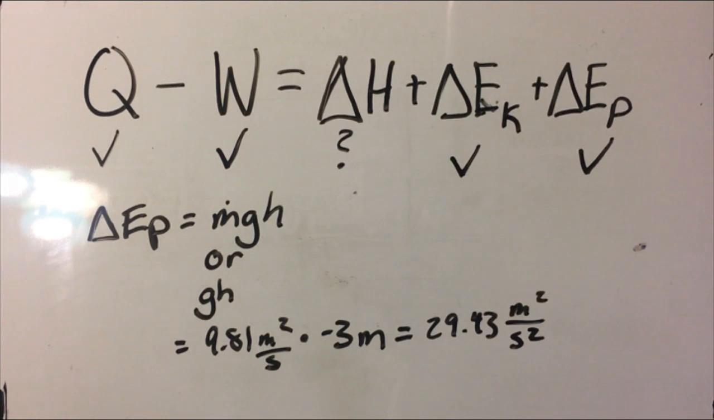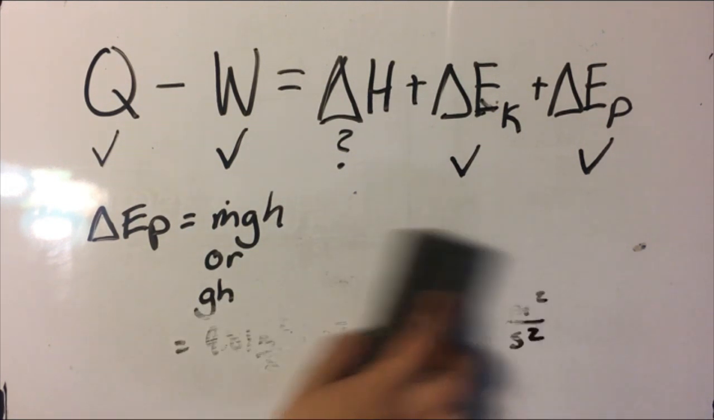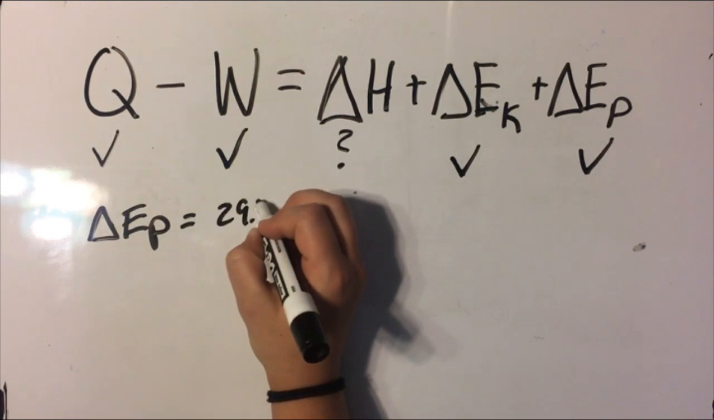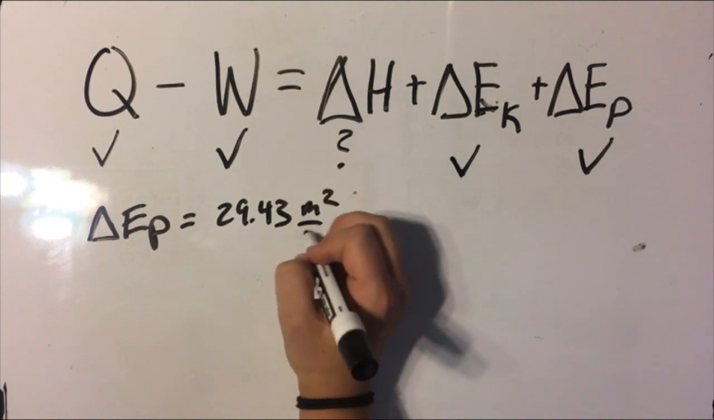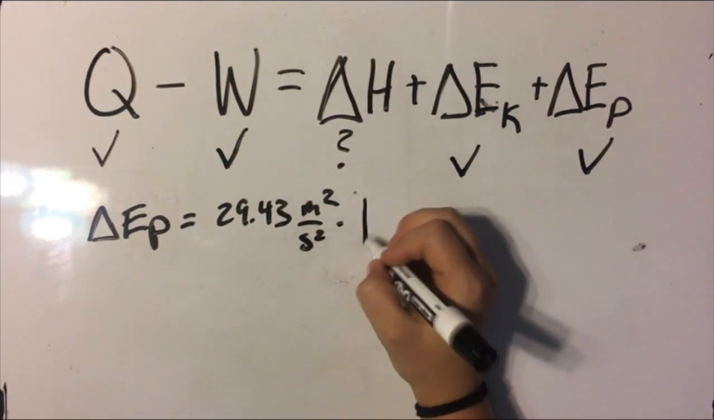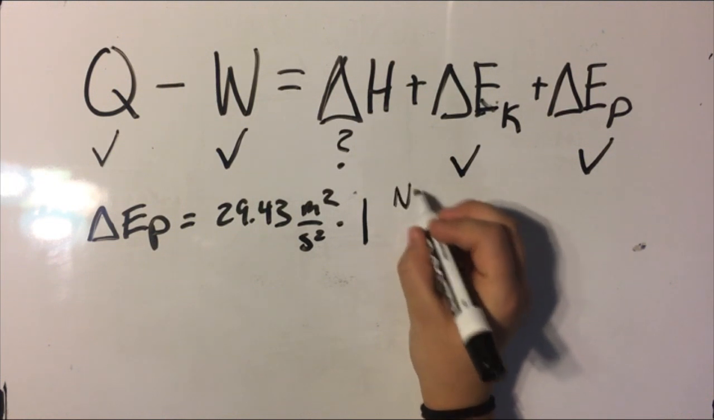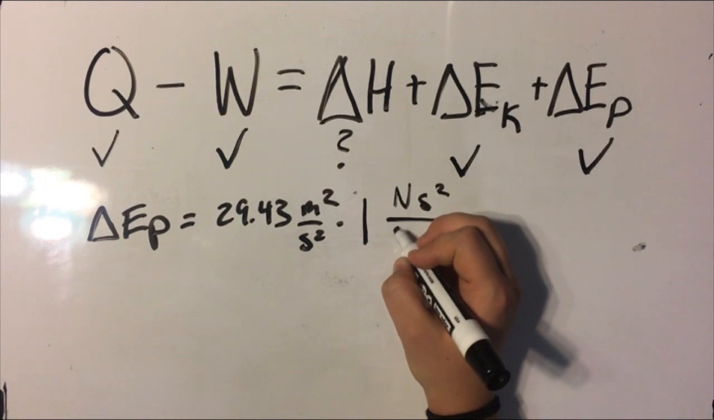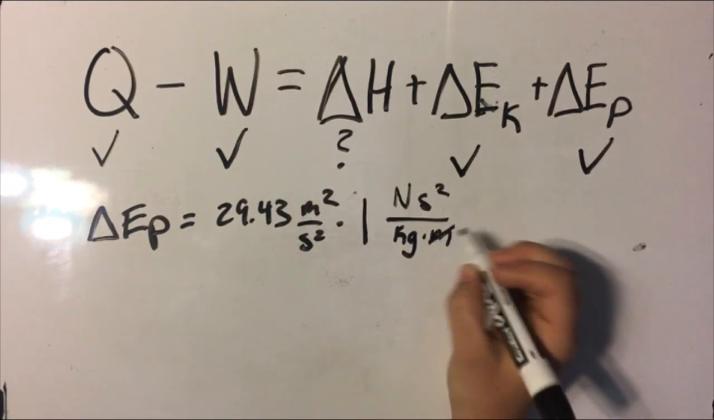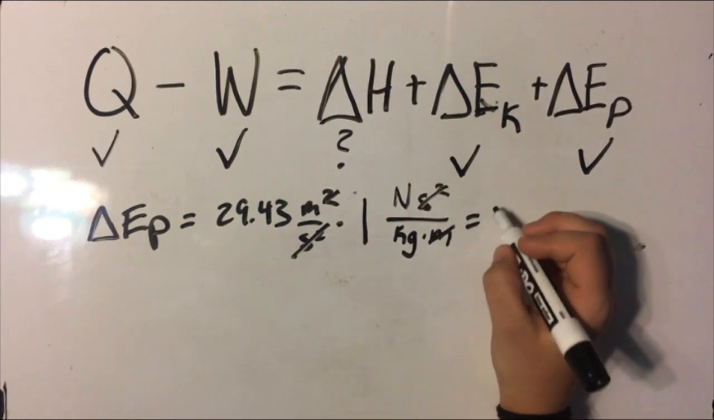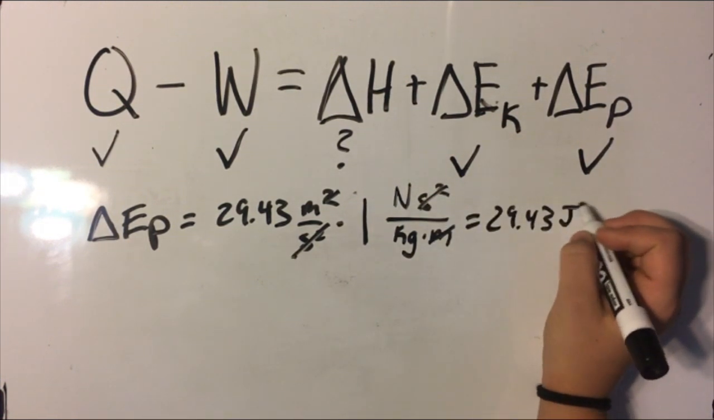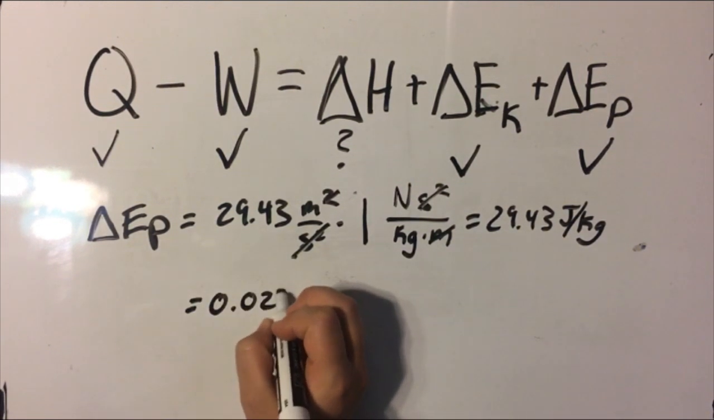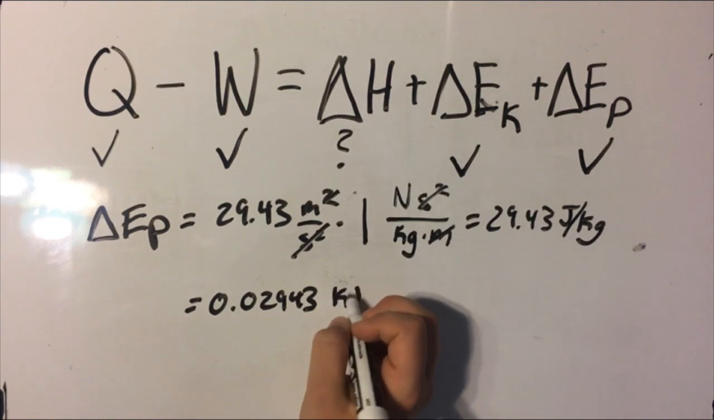And we've got that unit again. So we're going to go back through and multiply by our conversion factor. Instead of having 29.43 meters squared per second squared, by multiplying by our conversion factor and canceling out some units, we'll end up with 29.43 joules per kilogram. Again, we want that in kilojoules, so just divide by 1,000 to get 0.02943 kilojoules per kilogram.